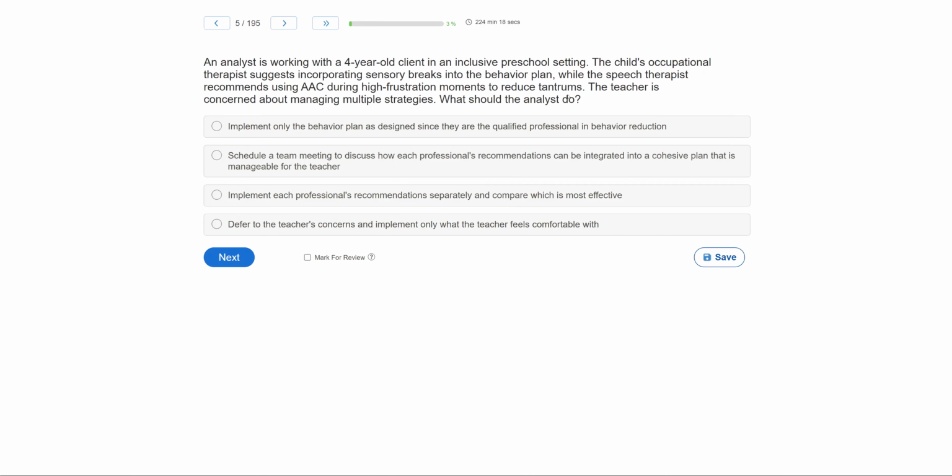A, implement only the behavior plan as designed since they are qualified professionals. They are the qualified professional in behavior reduction. While that may be true, all these other people are also qualified in working with the child. We can't just say, well, we're going to do our own thing. Do whatever you want to do. It doesn't matter. It does matter because our client's welfare is the number 1 priority.